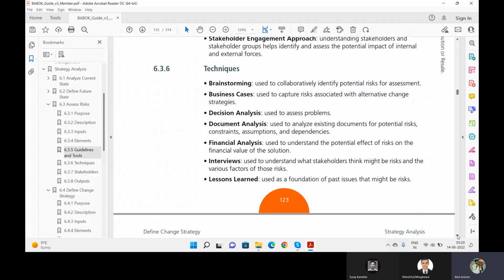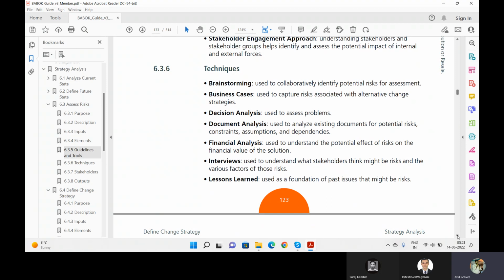Okay, come here now. So techniques are similar. There's no change in the technique. Number one is brainstorming. When you want to assess your risk, you have to do brainstorming with multiple parameters, multiple factors. You can consider the business case to capture the risk. That if I want to go for this particular solution, then this is the business case and these are the risks here. You have to define the alternative approach as well.